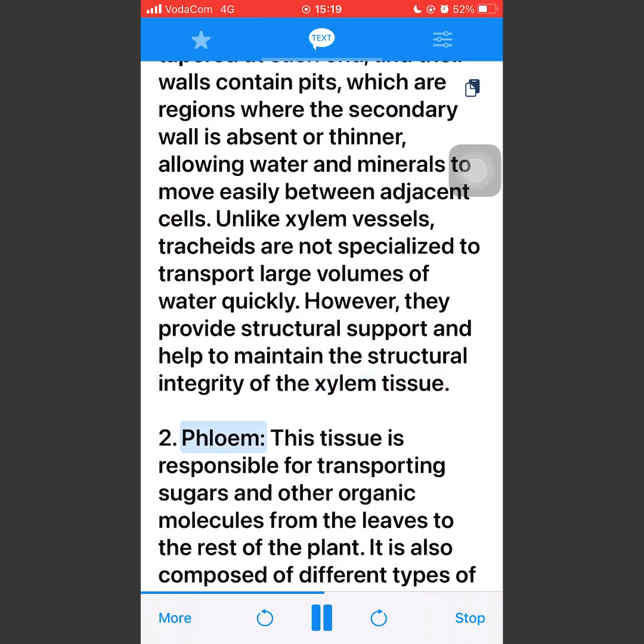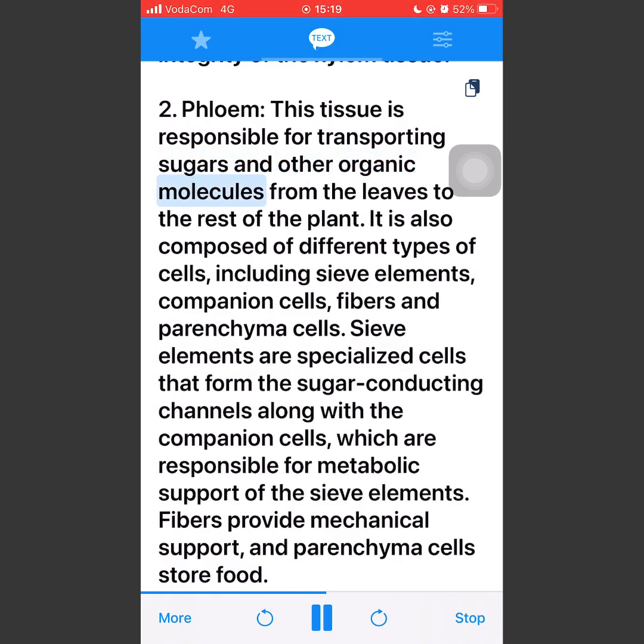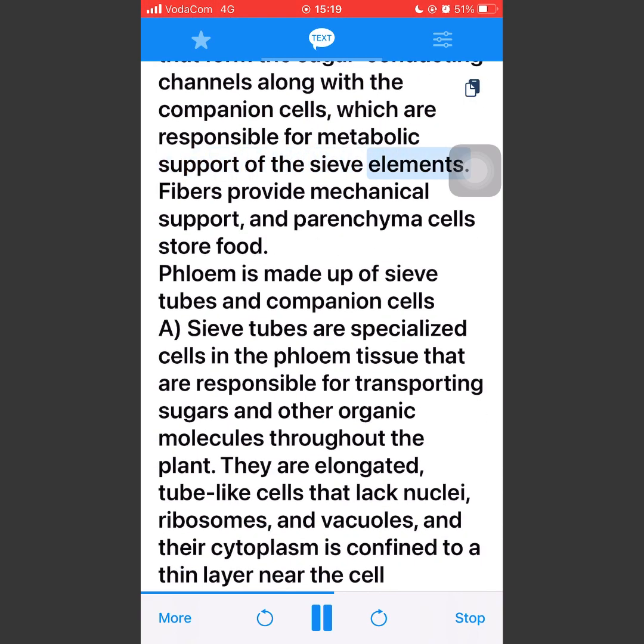2. Phloem, this tissue is responsible for transporting sugars and other organic molecules from the leaves to the rest of the plant. It is also composed of different types of cells, including sieve elements, companion cells, fibers and parenchyma cells. Sieve elements are specialized cells that form the sugar-conducting channels along with the companion cells, which are responsible for metabolic support of the sieve elements. Fibers provide mechanical support, and parenchyma cells store food.